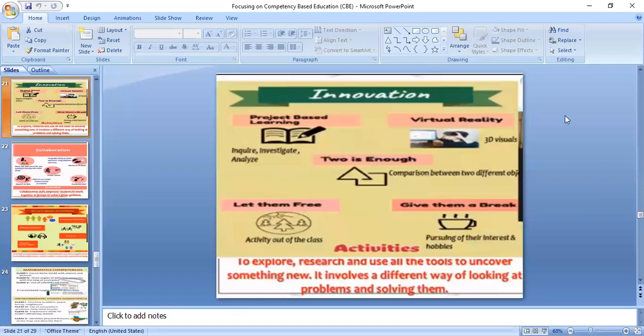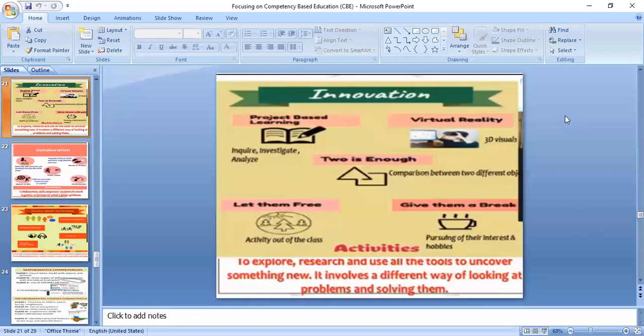Innovations, what are the innovations? Project-based learning, inquire, investigate, analyze, virtual reality, 3D visuals, compare between two different objects. So these are the innovations.